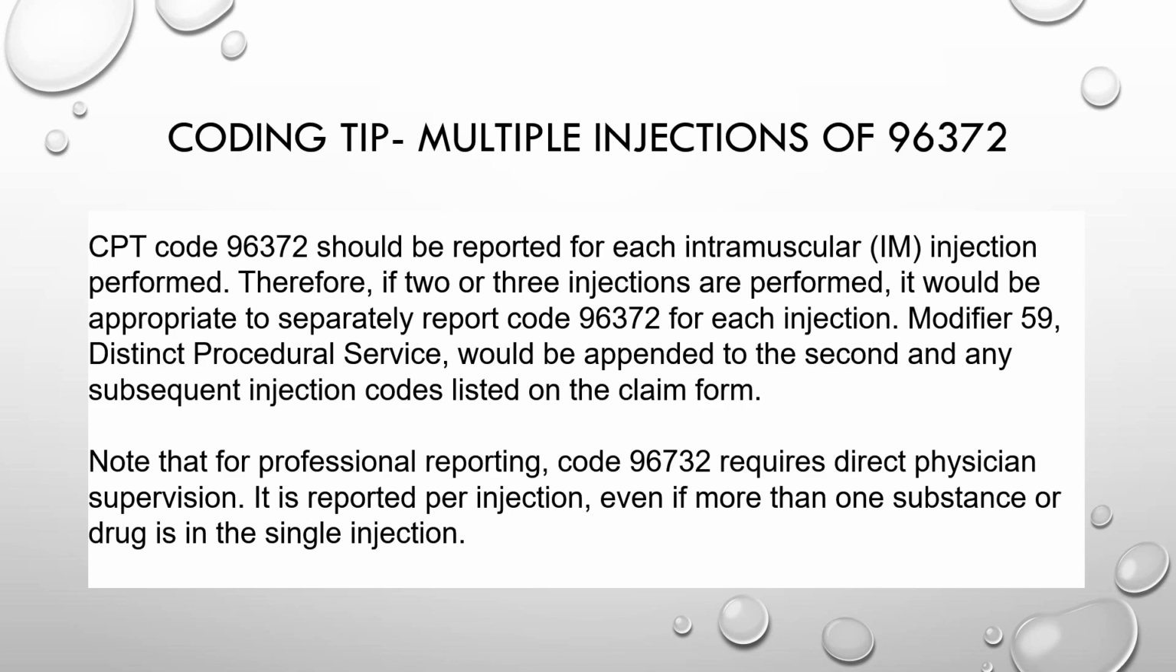CPT code 96372 should be reported for each intramuscular injection performed. So if you perform 2 or 3 injections, it would be appropriate to separately report this code for each injection. So let's say you inject Toradol into the hip and then into the middle part of the back or something like that, and maybe you're using different drugs even. You would be able to code for separate injections. In that case, you would code each subsequent injection with a modifier 59, distinct procedural service.